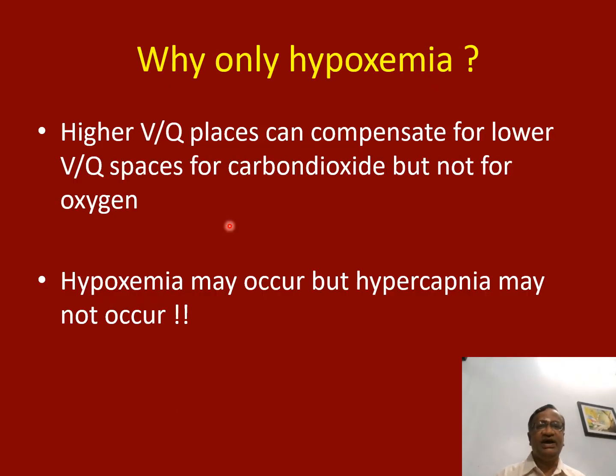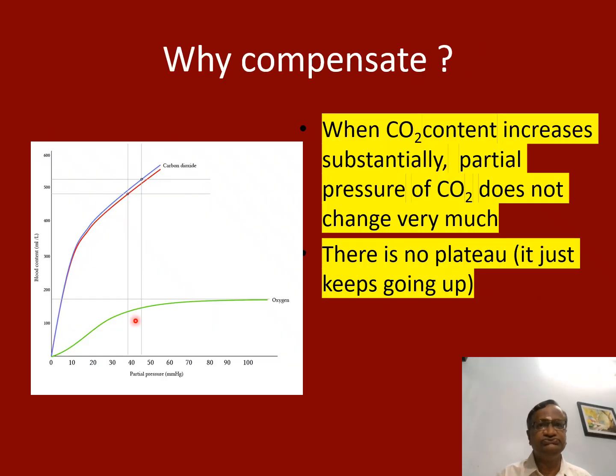So that is the reason why, with hypoxemia, higher VQ places can compensate for lower ventilation spaces. If one lung is gone, the other lung can compensate for carbon dioxide, but it cannot compensate for oxygen in an acute setting. For example, if the patient has already had a pneumonectomy, that is a different issue. There is no shield. When carbon dioxide content increases, the partial pressure of CO2 does not change very much. There is no plateau, it just keeps going up.